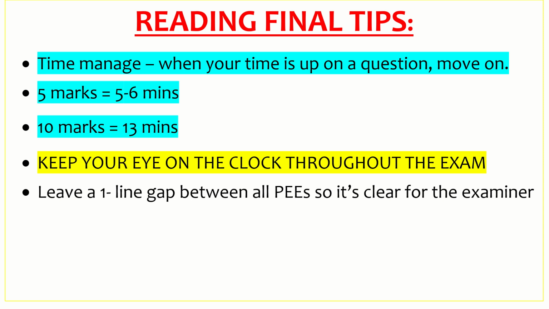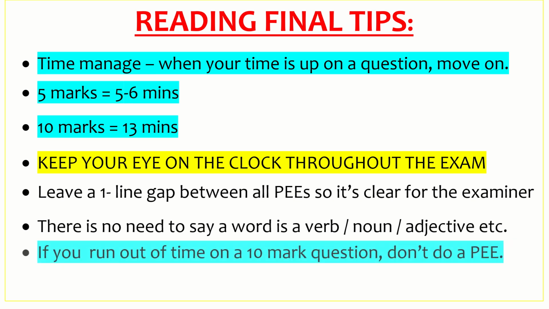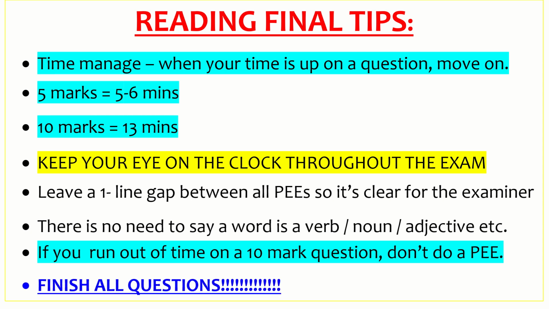Leave a one-line gap between all PE so it's clear. There's no need to say a word is a verb, noun, or adjective. You don't get any marks for saying that's a verb, that's an adjective. Just say the word and explain why it's been used. If you run out of time on a 10-mark question, don't do a PE, just put the quote into a sentence. And remember, finish all questions. I really think if you finish all questions, you've got such an amazing chance of passing the exam.